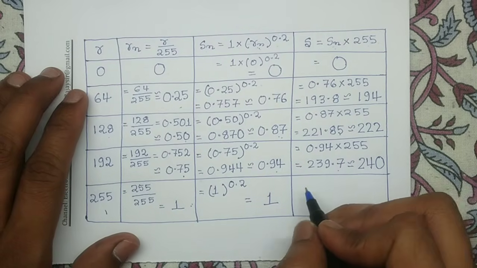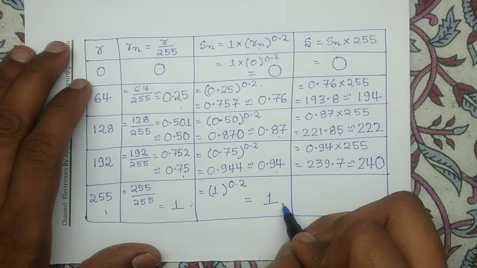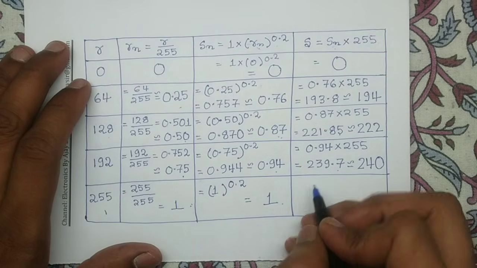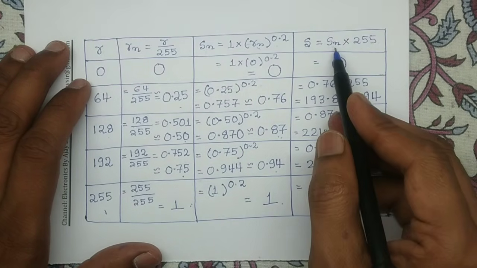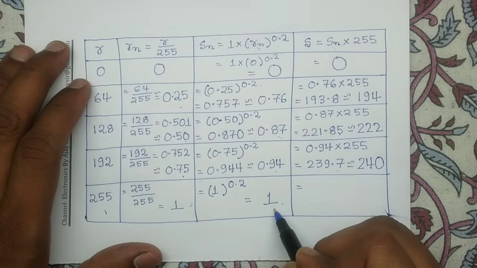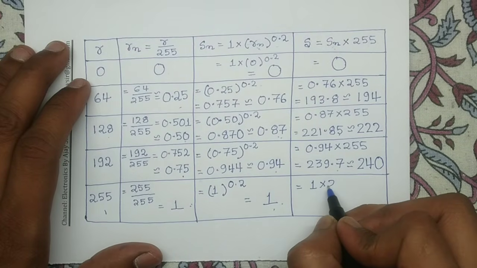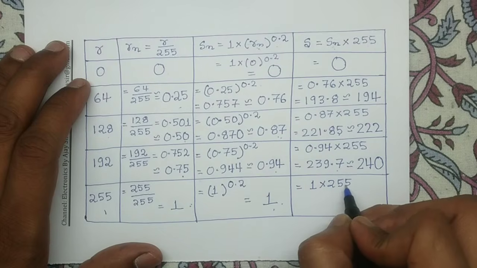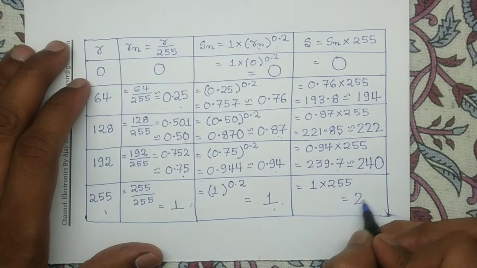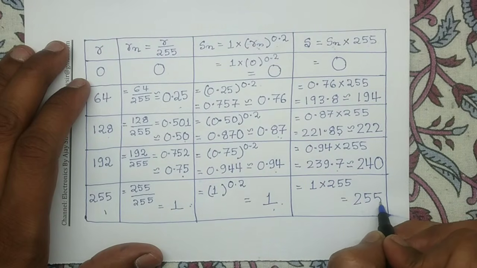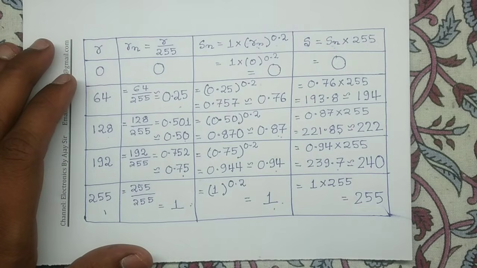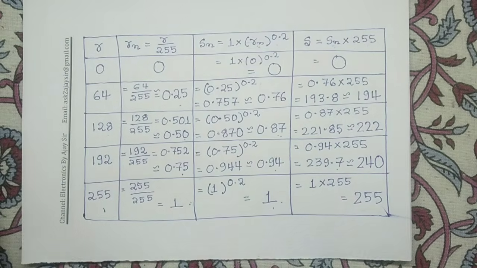And lastly, when Sn equals 1, we will determine the value of S. In place of Sn, I will substitute the value 1. So 1 into 255 equals 255. Next, we will do the plotting.